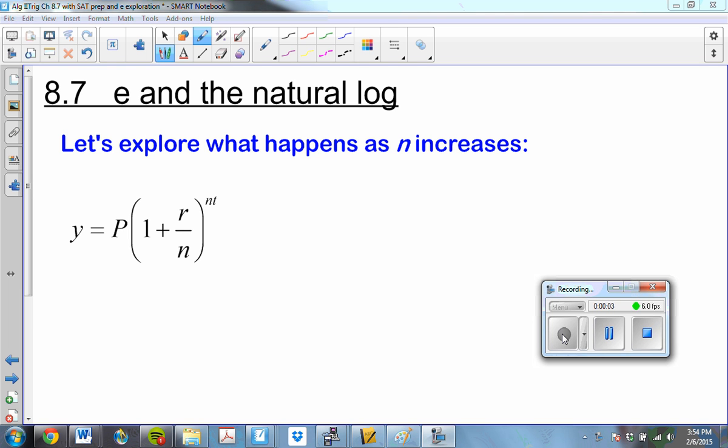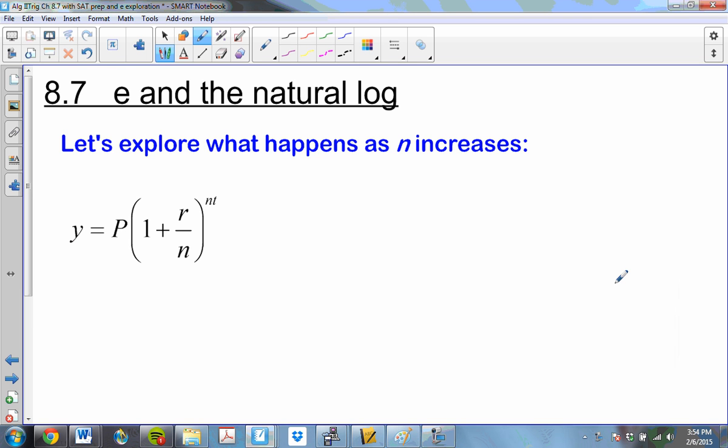8.7, we get to talk about the beautiful, beautiful number e. Just love this chapter. Here is our compound interest formula, where P is your starting amount of money, this is the growth rate, and then this is how long it compounds for. We know that n in particular stands for the number of times you compound over a given period, usually within years.